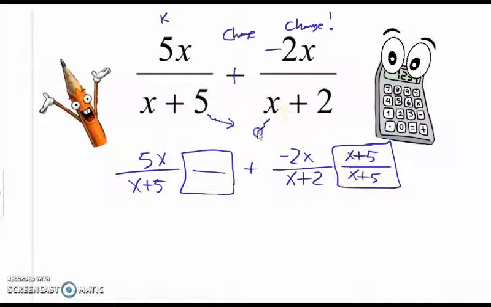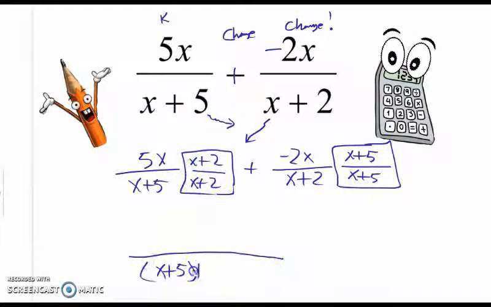At the end, the final answer comes through combining like terms in the numerators. So you already have your common denominator, which is x plus 5 and x plus 2. Then you'll multiply x plus 2 by the 5x, and then the x plus 5 by the negative 2x, and then combine like terms.